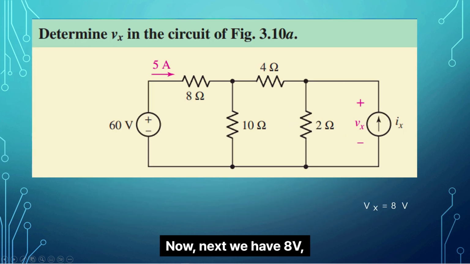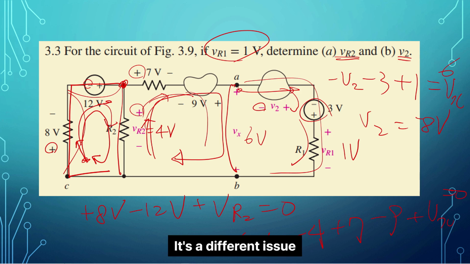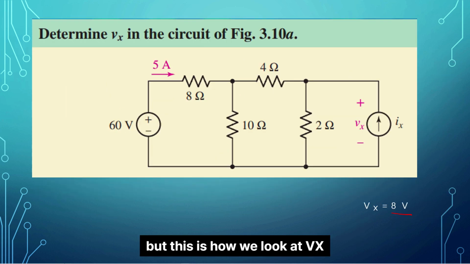Now, next we have 8 volts. Which is the same thing. It's a different issue, a different problem. But this is how we look at Vx.